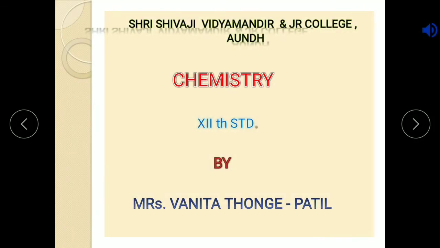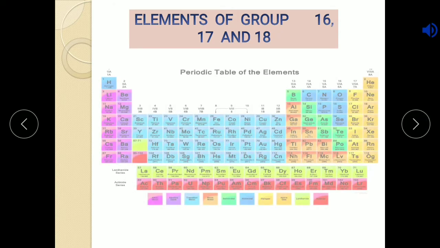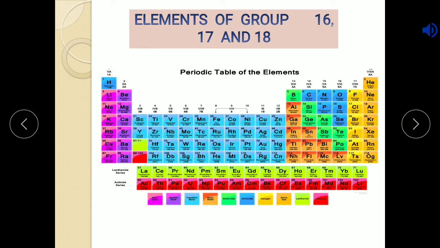Hello friends, welcome to session number 7 of chemistry. As you all know, we have started with the 7th lesson of your syllabus, that is elements of group 16, 17 and 18. We started studying this lesson and we learned about the general introduction of all these elements, their occurrence, their physical properties, their periodic trends, and their chemical properties.